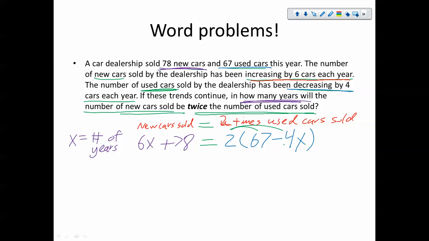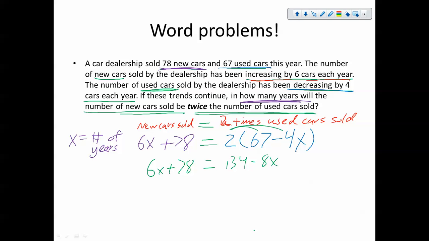Let's do this distribution first. So this is 6x plus 78. We're just rewriting that. And let's distribute the 2. 2 times 67. 2 times 60 is 120. 2 times 7 is 14. So this is 134 minus 8x.